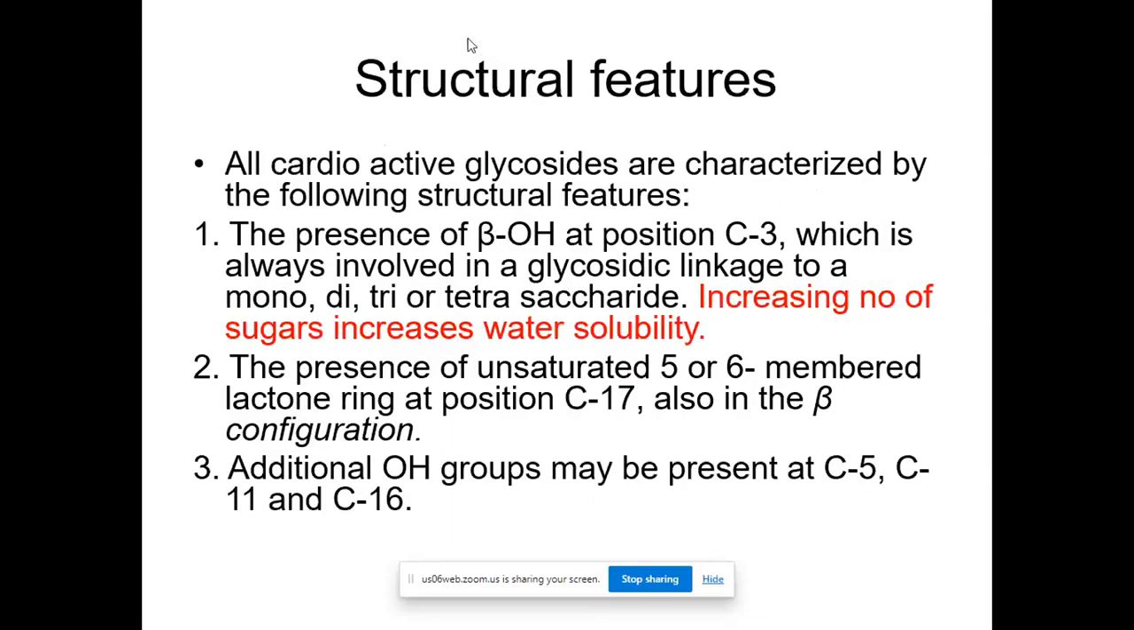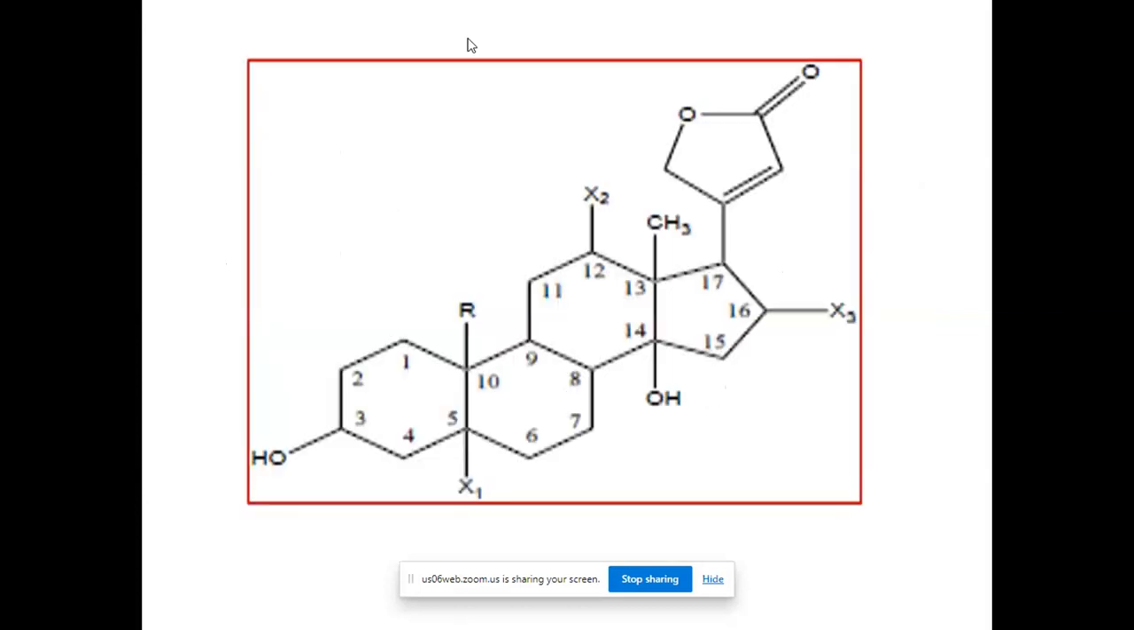So I hope you're okay. If you're not paying attention, now pay attention here. All cardiac glycosides are characterized by the following structures: the presence of the beta OH at position C3. That's what I had mentioned. When you increase the number of sugars, you can increase the water solubility. We have the presence of the unsaturated 5 or 6-membered lactone ring at position 17, as you've seen in the diagram above, which is also a beta configuration, and also there's OH at carbon 5, carbon 11, carbon 16, and carbon 14, which is not included here, as you can see from this structure.